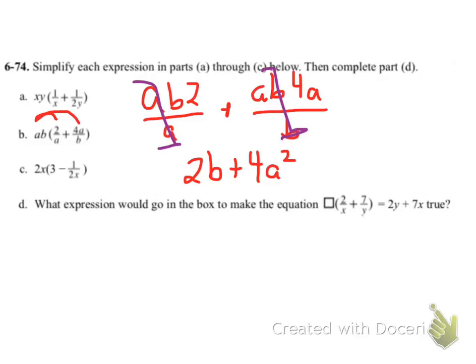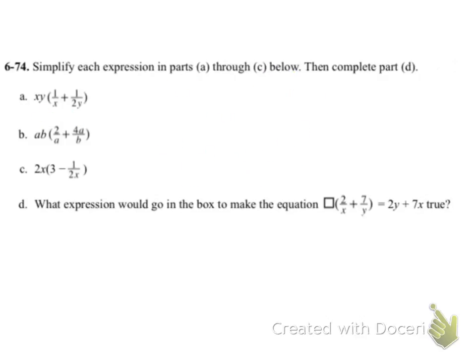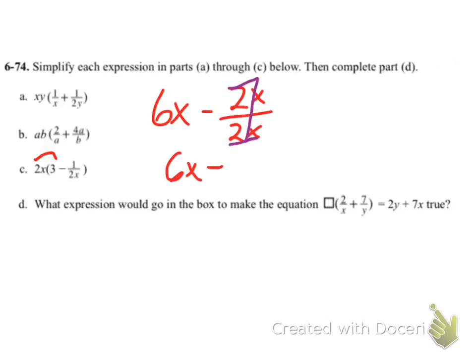And now I'm on to problem C. Again, doing the same process. 2x times 3 is 6x minus 2x over 2x. Now simplifying that, the whole thing there makes a 1. So I'm left with 6x minus 1.